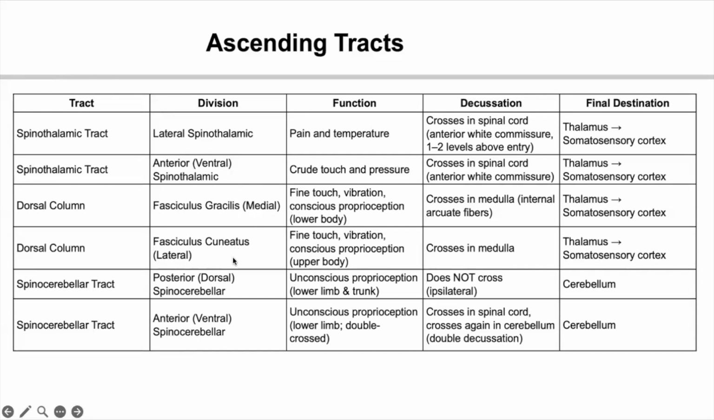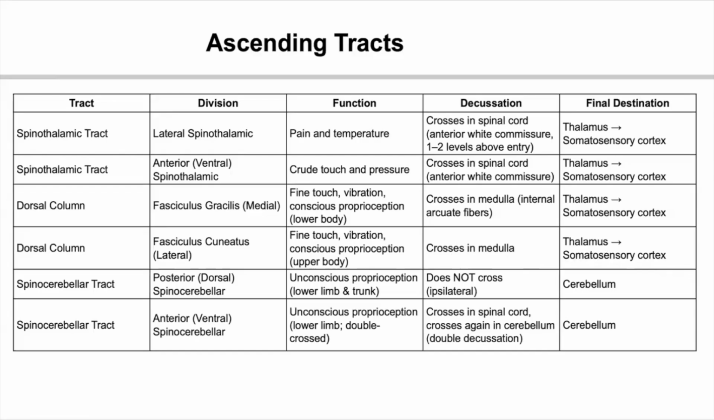Very similarly, from the upper part of the body comes the fasciculus cuneatus, right? As you can see, the functions are pretty much the same: fine touch, vibration, but this is from the upper part of the body. It can be the thorax, usually at the level of T6 and above. Again it is ipsilateral in the spinal cord and crosses in the medulla, goes to the thalamus and then to the somatosensory cortex in the brain.